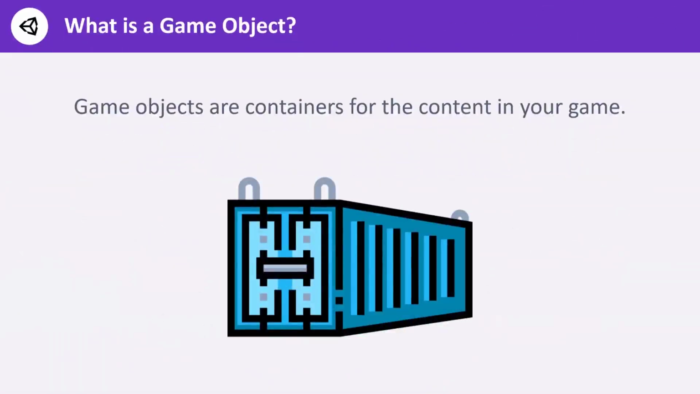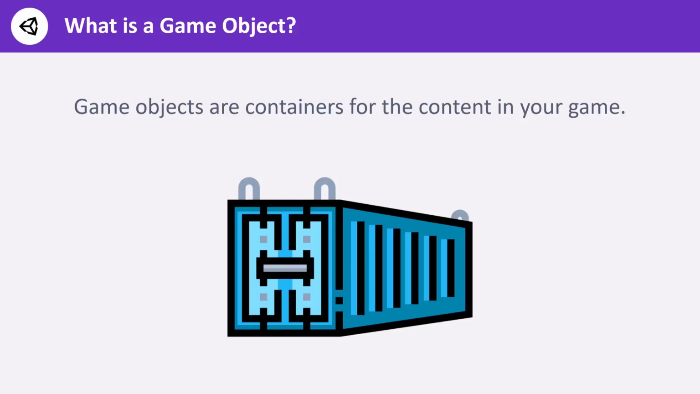A game object can be thought of as a container. This begs the question, a container for what? The answer is anything. Initially, game objects are completely empty. They don't represent anything in our game. By themselves, they're not helpful.